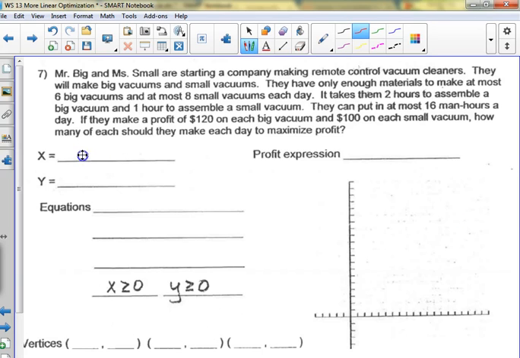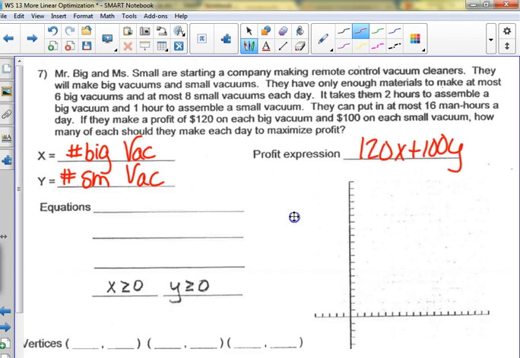All right, so for today, for this question, we're supposed to do the whole thing. What do you want X and Y to represent? Of course, being Hofbauer, I put the profit expression right up top because I like to get it out of the way. 120 on a big and 100 on a small. And I gave you these, I did on the quiz as well, they can't be negative.